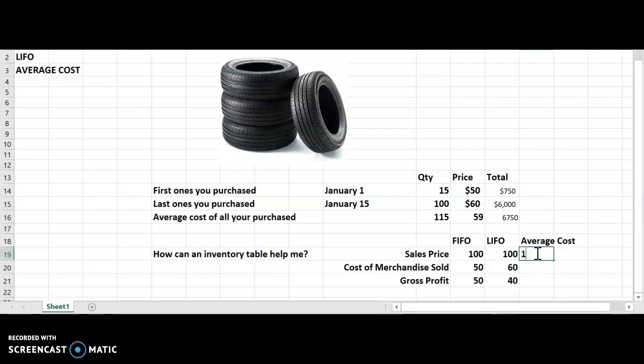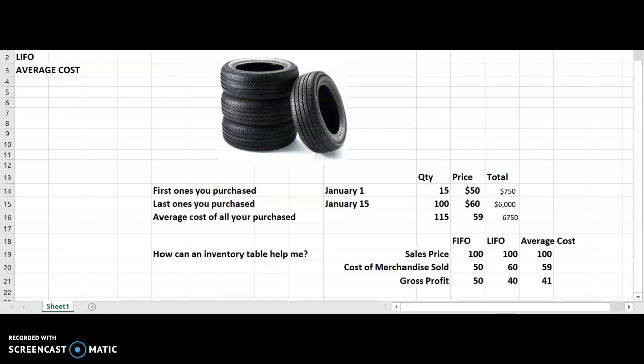So when we put this in, the cost of merchandise sold would be $59, which is the weighted average we just calculated. And then our gross profit would be $41, $100 minus our cost of merchandise sold, $59. So these are the three ways we can value our inventory.